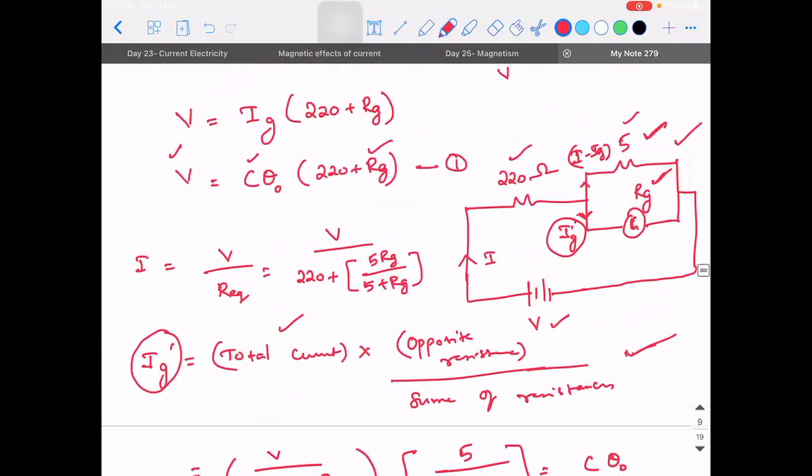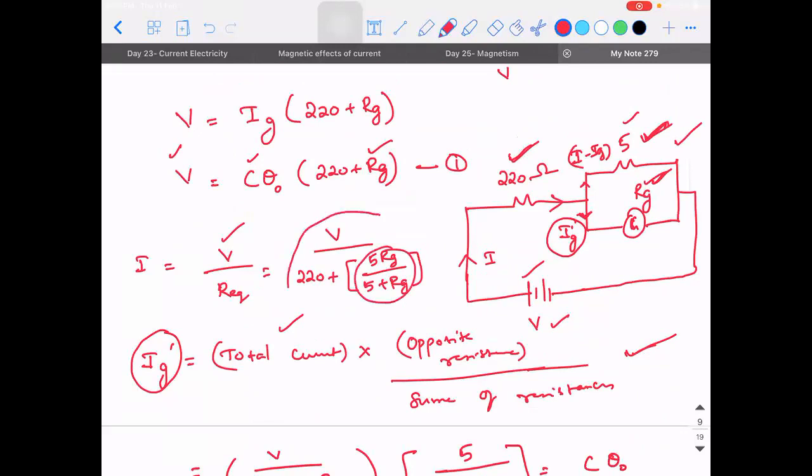So what I did is, I found the total current by using what? Ohm's law. V, the battery, divided by R equivalent, which is how much? 200 plus 5 plus Rg. Correct? Sorry, plus 5 into Rg divided by 5 plus Rg, because 5 and Rg are in parallel. Did you understand this?